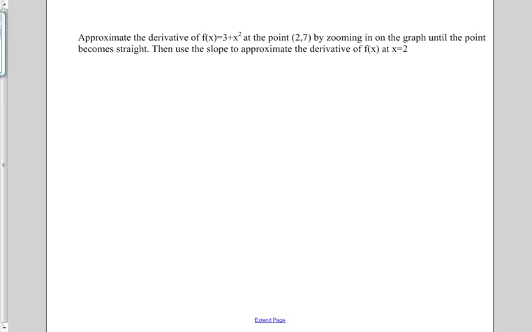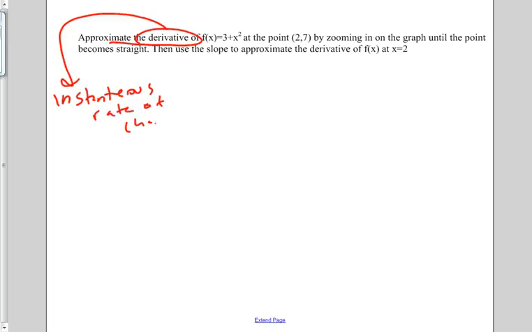Okay, so now we're going to approximate the derivative. The derivative is just the instantaneous rate of change. So we're going to find the instantaneous rate of change, and we just did this at 3 plus x squared at the point. So we're just finding the derivative at this point at x equals 2.